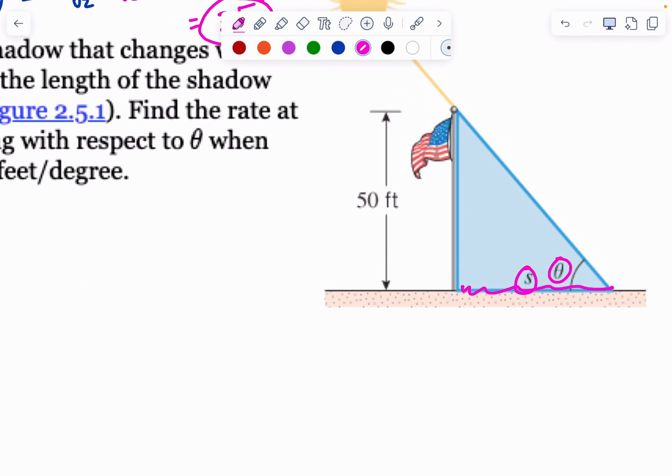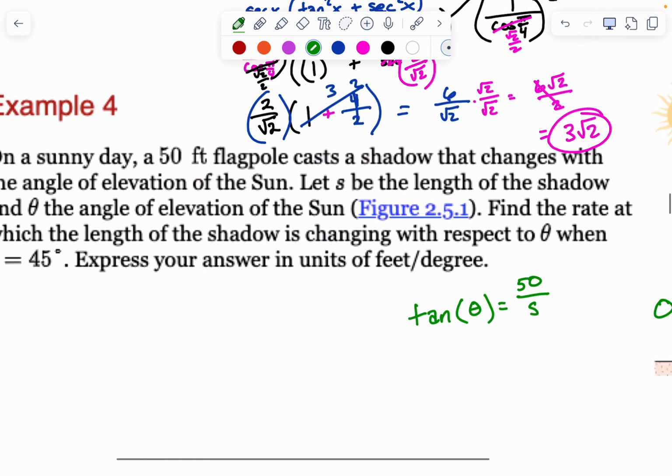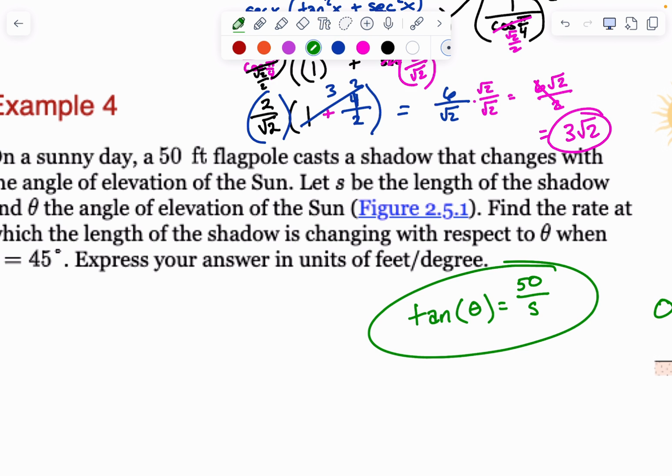Really quick, before we read too much into this paragraph, let's find a way to relate all three of those things. We have an angle here, we have a side here, and we have a side here. We have opposite and adjacent, which is tangent. Tangent of what? What goes inside of the tangent? Angle. Tangent of theta equals opposite, 50, over adjacent, S. Okay, this is the equation that we're going to be using, and let's read the paragraph and see what they want.